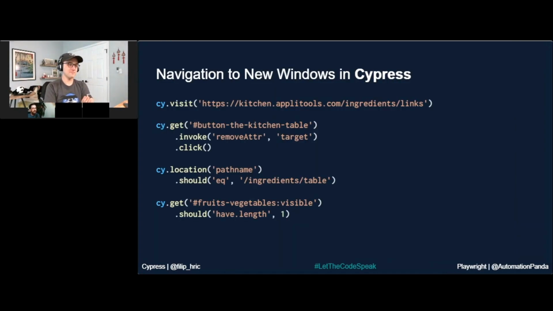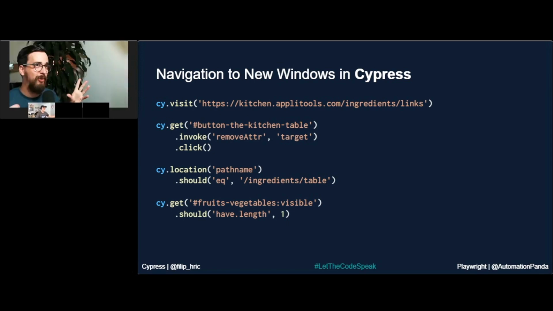So in Cypress, as I mentioned, there were a couple of design decisions made when Cypress was made. And one of those decisions was that you have two iframes, right? One with your test script, one with the application. What this will do for you is it will prevent you from opening a new window and have your test script in that window as well.